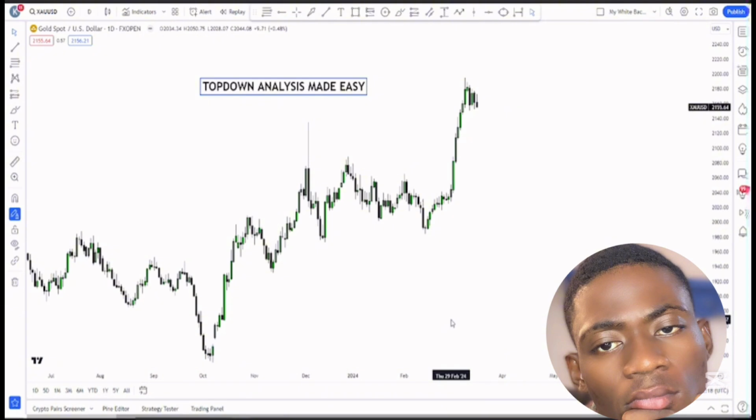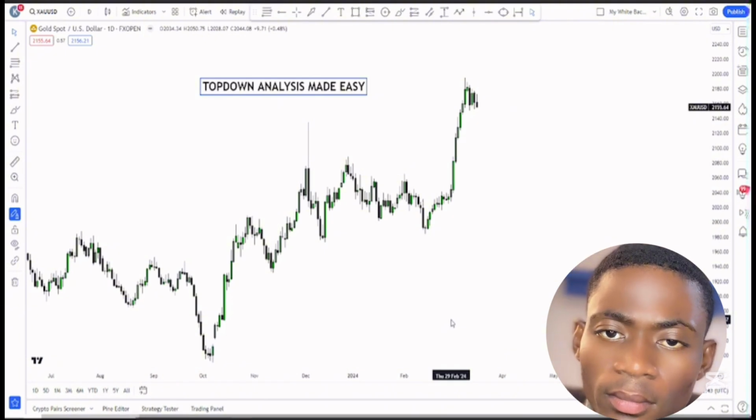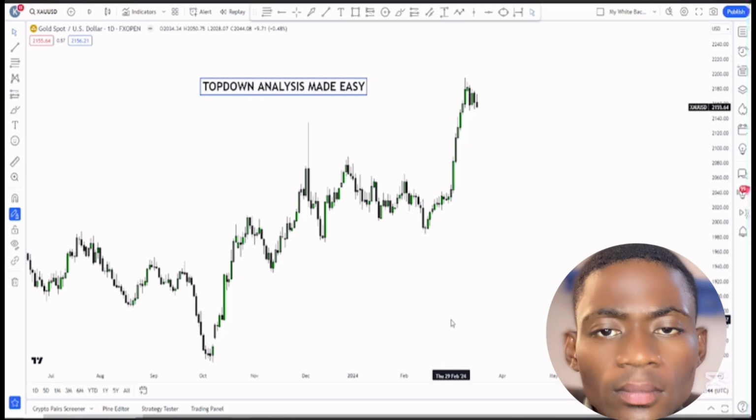By the time you do your top-down analysis, you will actually minimize the kind of wrong trades you'll be taking because you know exactly what is the bias of the market. And I will be willing to help you to understand what a top-down analysis is. I'll be going through it right here, step by step, in detail, so that every single one of you would be able to do it on your own. So let's get into it.